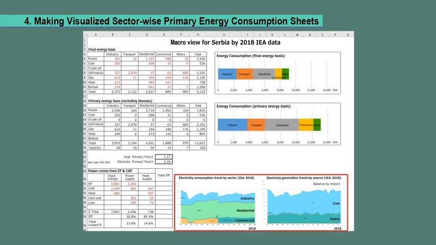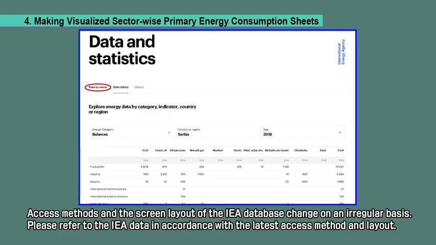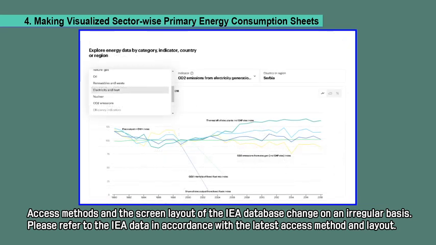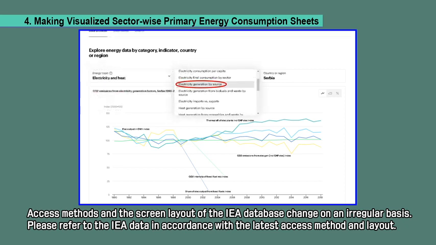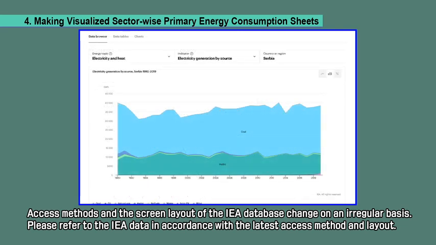Next, the bottom right shows the trend over the years. Enter the electricity trend data from a different IEA source. Click Data Browser. Select Electricity and Heat and select Electricity Generation by Source. Copy to the chart.